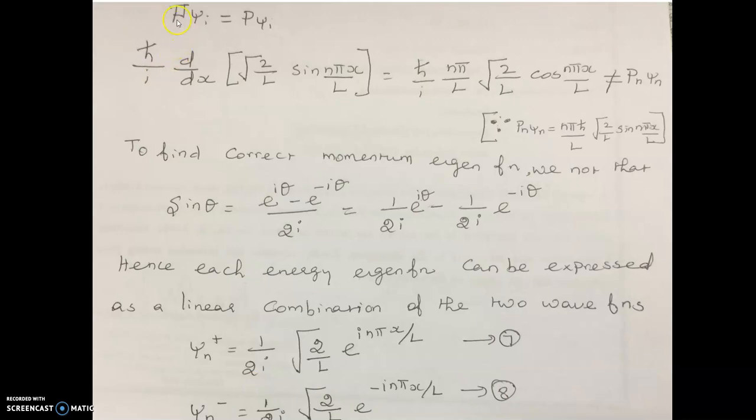According to our expression, it should be operator P psi n is equal to Pn psi n. Just substitute the value of the operator h cross and psi n, and when you simplify you will end up in this expression, and it is not equal to Pn psi n. If it is supposed to be Pn psi n, in place of cos n pi x we should have sin n pi x. Since it is coming as cos n pi x, it is not equal to Pn psi n. So we need to find what is the correct momentum eigenfunction.